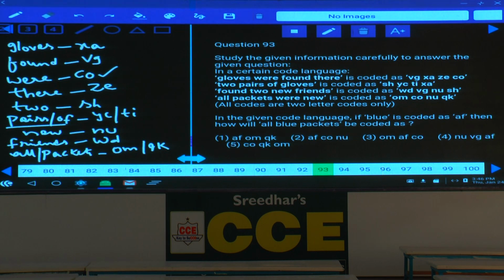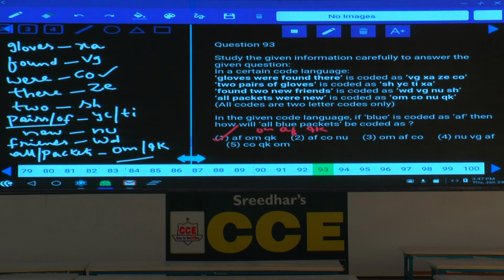Then question number 93. In the given code language, blue is coded as AF. Now, how will all blue packets be coded? Blue is coded as AF, and for all, what is the code to this word? All and packets are coded as OM or QK in any order. And the answer could be OM, AF, QK or AF, OM, QK. That is choice 1.